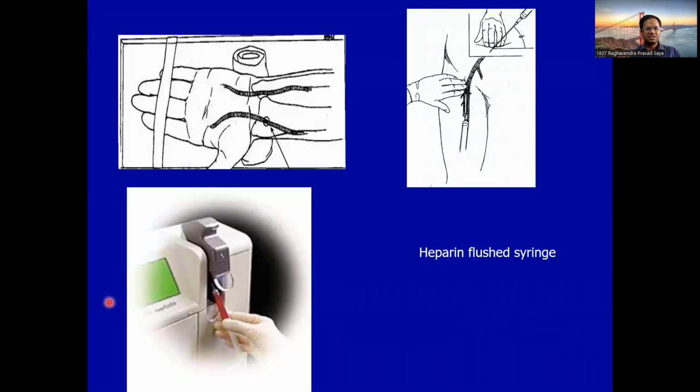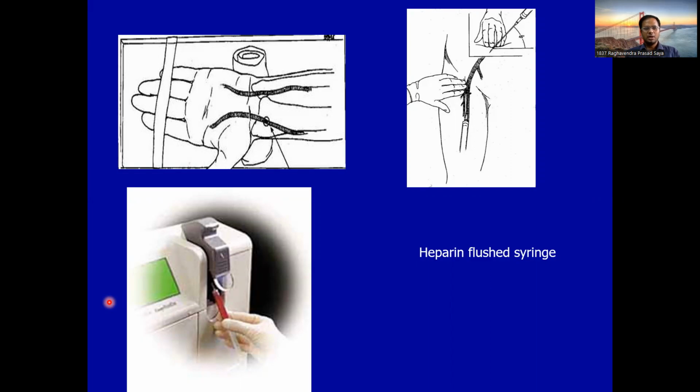So the commonest sites are the radial artery and the femoral artery. Before performing a radial artery puncture, we have to perform the modified Allen's test to test the patency of the ulnar artery, and then we can go ahead with puncturing of the radial artery. We have to use a heparin flushed syringe to collect the arterial blood in order to prevent clotting of the blood. If there are any air bubbles, we have to remove them, and it has to be transported immediately to the laboratory.